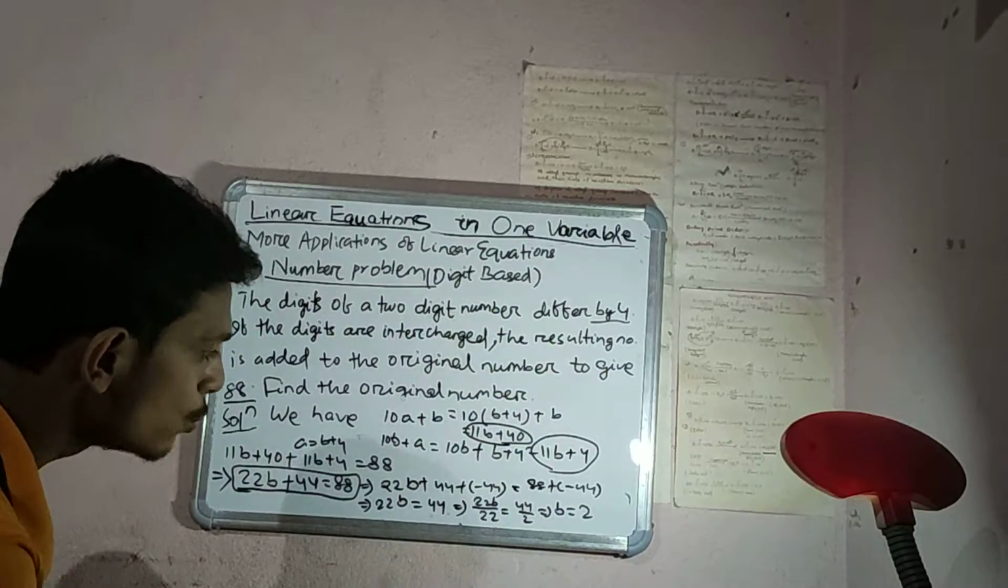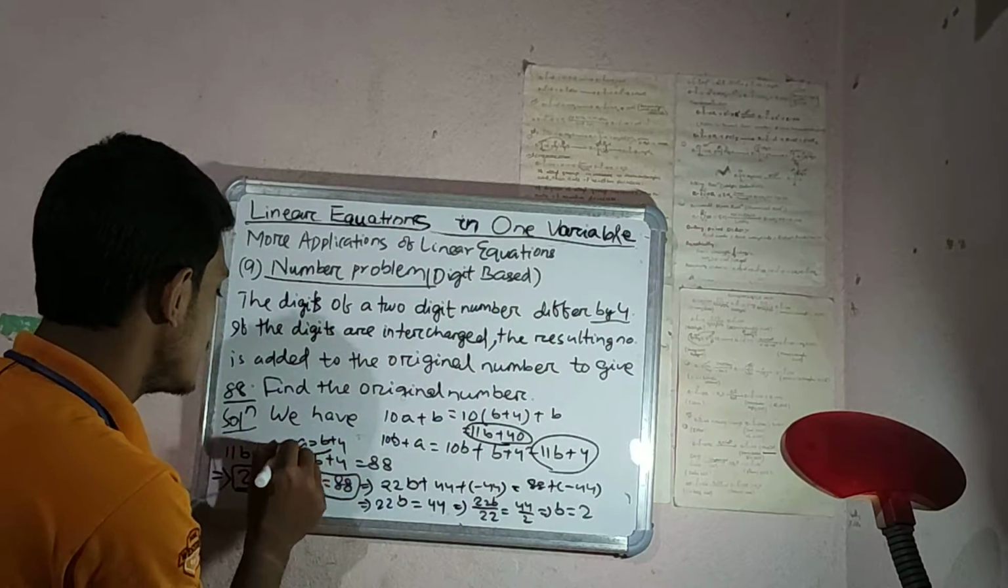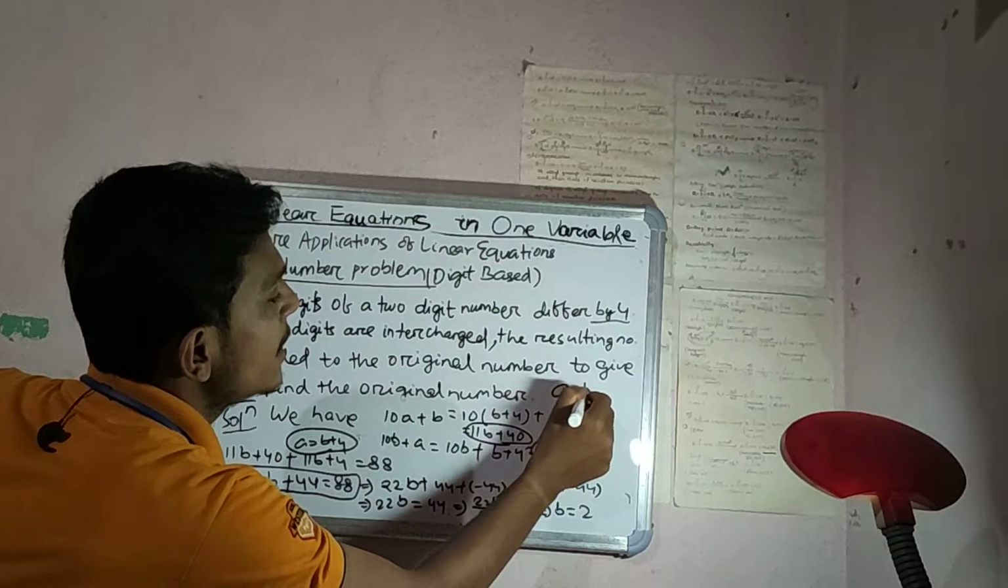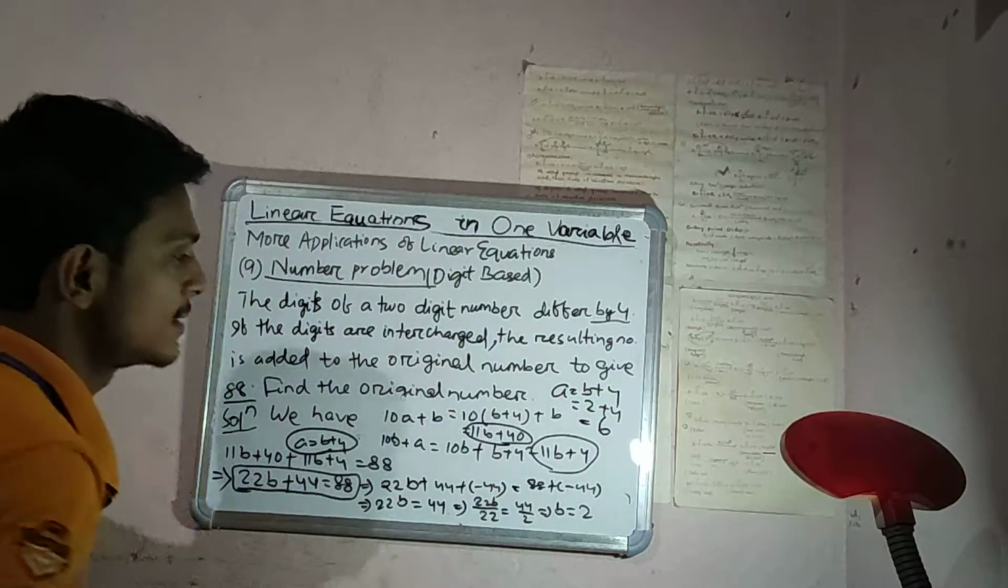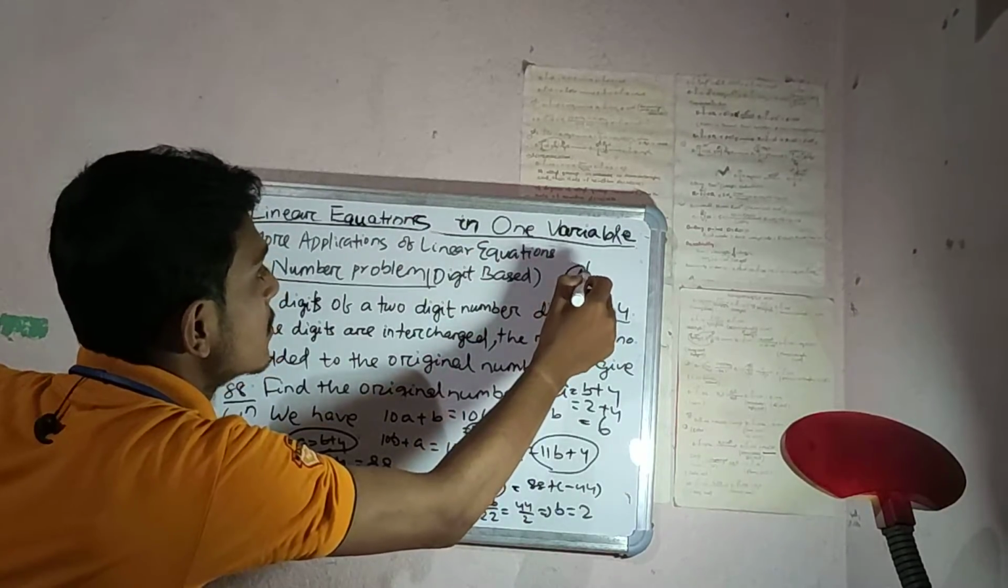That is b equal to 2. So if b equal to 2, then what is the value of a? That is b plus 4. So a is equal to b plus 4, that is 2 plus 4, that is 6. So what was the number? That is ab. The number is ab.